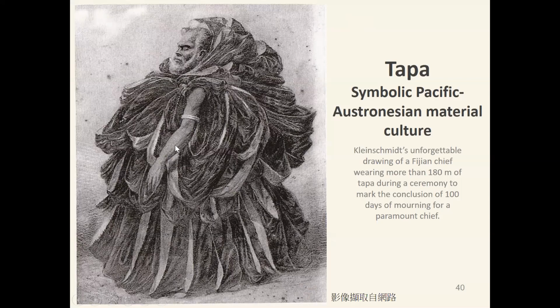This figure was drawn by a German painter in the late 19th century in Fiji. It shows a Fijian chief wearing more than 180 meters of tapa cloth during a ceremony concluding 100 days of mourning for a paramount chief of Fiji. And tapa is something for which you have to spend a lot of energy to produce the cloth.